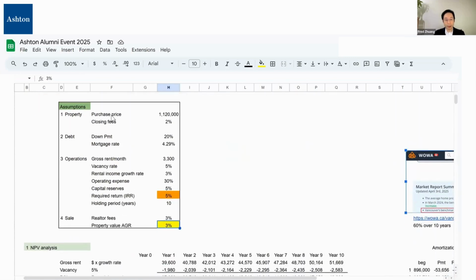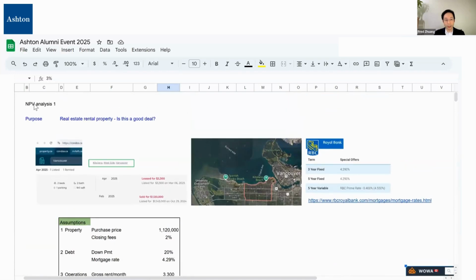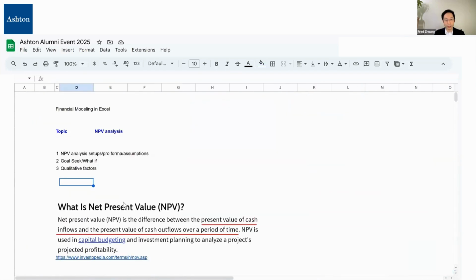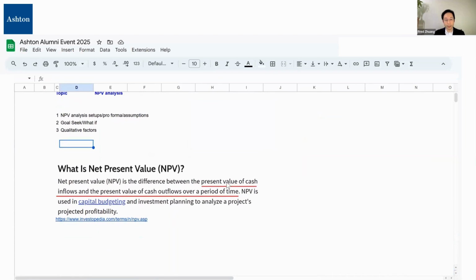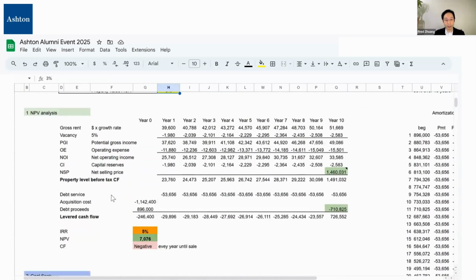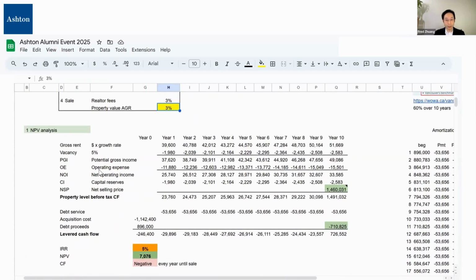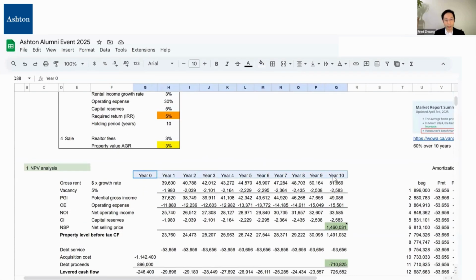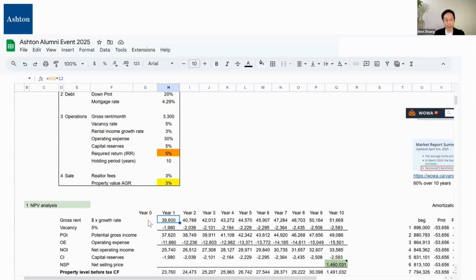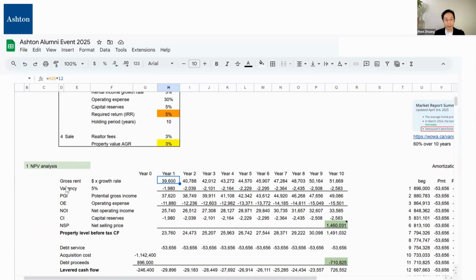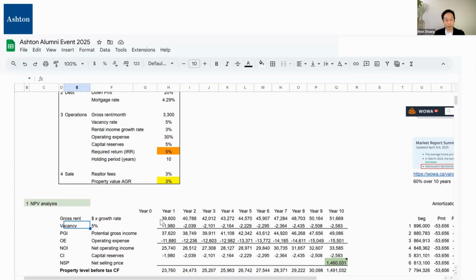So now we have all the assumptions, and now we're gonna do the NPV analysis. Remember, from the objective, NPV is the value of cash inflow and cash outflow. We're just gonna go ahead and set up our NPV chart. So we make the assumption that we're gonna hold this for 10 years. The first line is the gross rent. So this is the annual rent that we're getting. So we take the monthly rent times 12. And then we reduce the money that we're getting from the rent by the 5% vacancy rate. And we get our gross rental income.